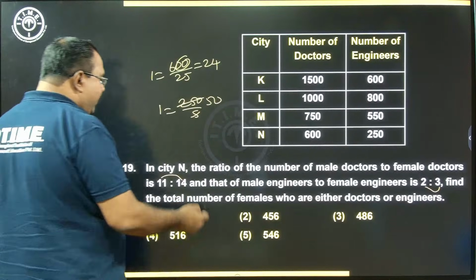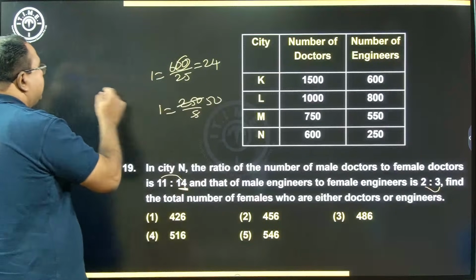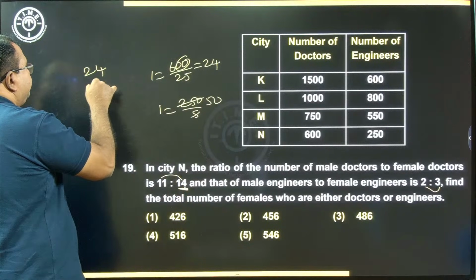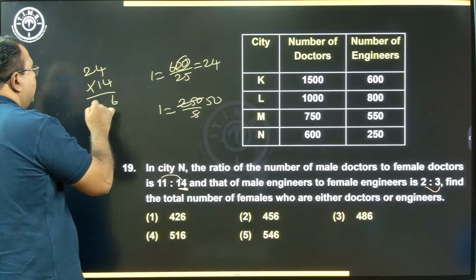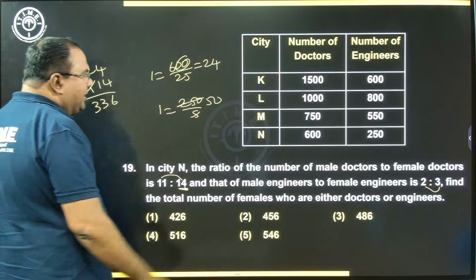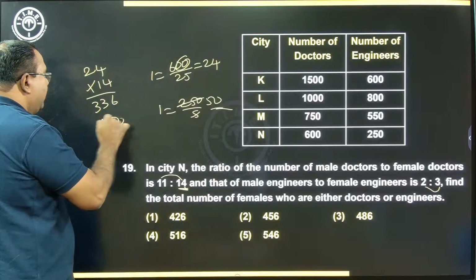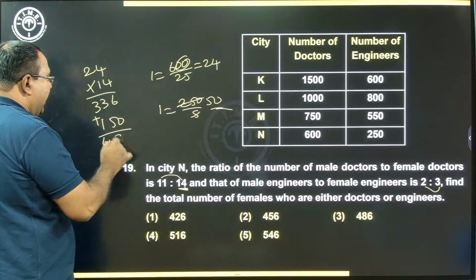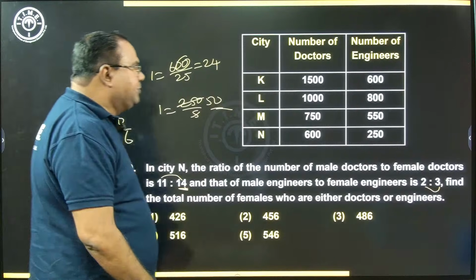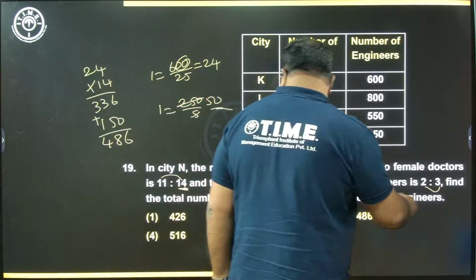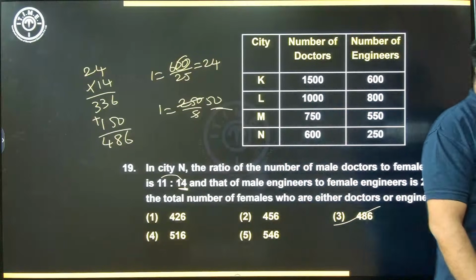Number of females who are either doctors or engineers. How many females here? 14 parts. 24 into 14. 336. How many females here? 3 parts. Each part 50, 150. So females should be 486. 486 is present in choice 3. Choice 3. You got the logic?